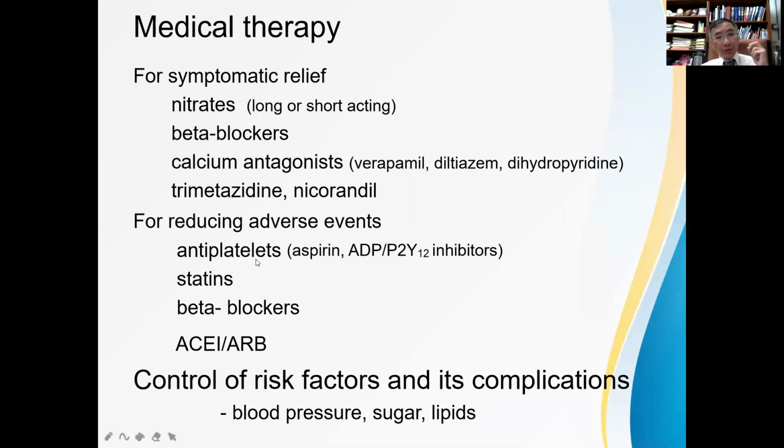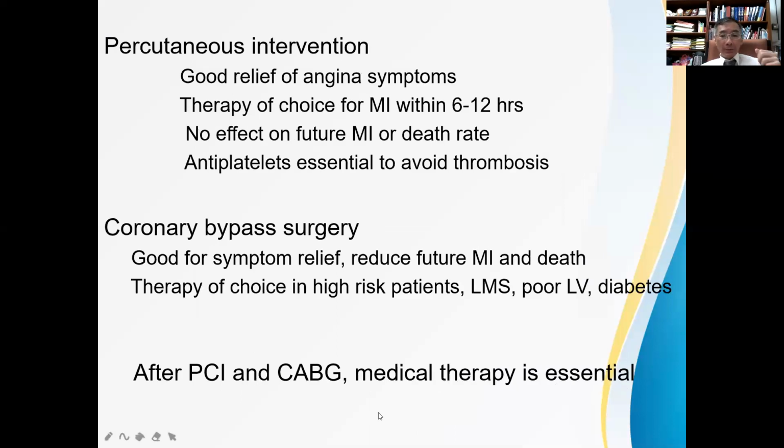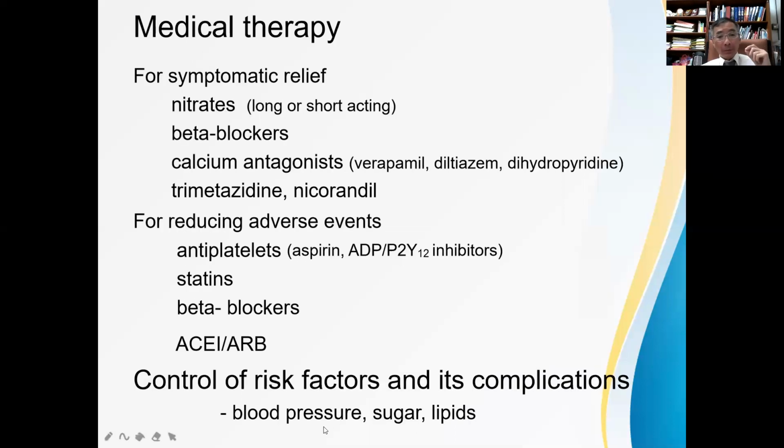It is important in treating patients with coronary artery disease to remember to control and treat the risk factors and all complications arising from them. That means that we have to control the blood pressure, the sugar, and lipid levels.